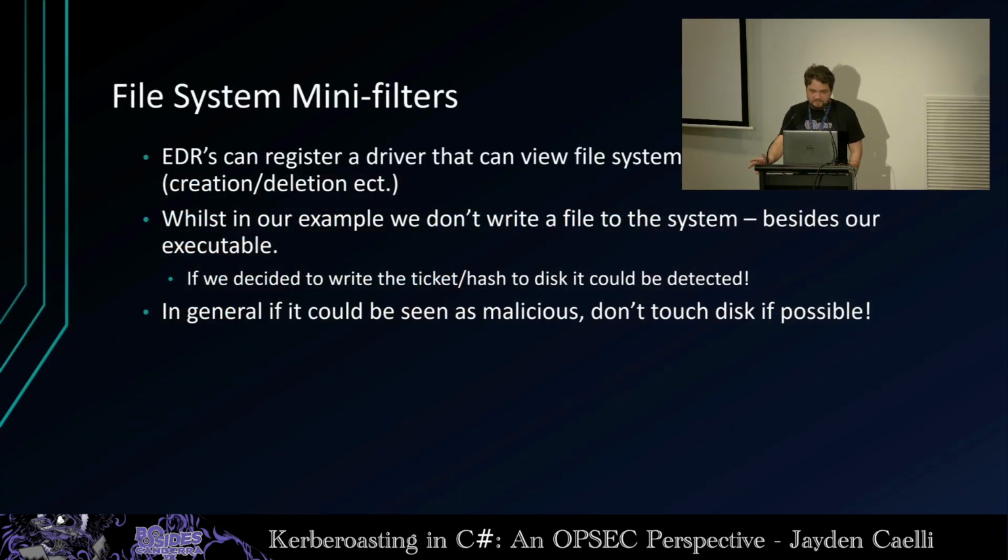I'll quickly mention this just because it is complete. But really, when we're talking about file system mini filters, what we care about here is if we write a file to disk, we are probably going to get caught. So if we decided to, instead of just printing out the hash as is, write the hash to a file on disk, that could very easily get detected, particularly if you were to write it as Kerberoast ticket.txt. If you try and drop it to disk, you're pretty much screwed. So really, don't touch disk if possible.